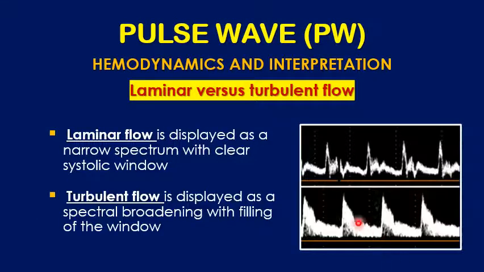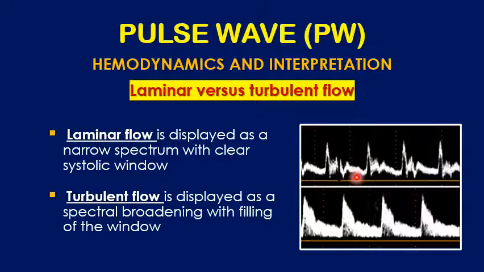So here we'll discuss the difference between laminar and turbulent flow. Laminar flow is the commonest type of flow that we have in our vessels, in arteries or even veins. When the flow lines are parallel to each other, I will get a narrow spectrum. As you see here, this is a narrow spectrum, and below the flow there is a clear area we call a window. So I'm having a clear window, and this clear window denotes that there is laminar flow.